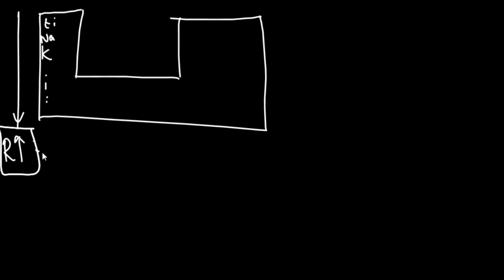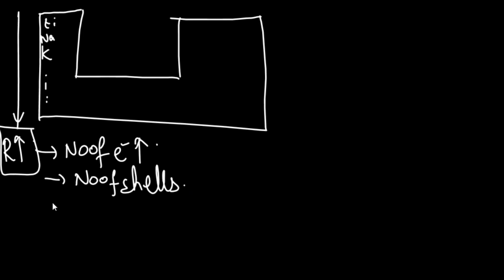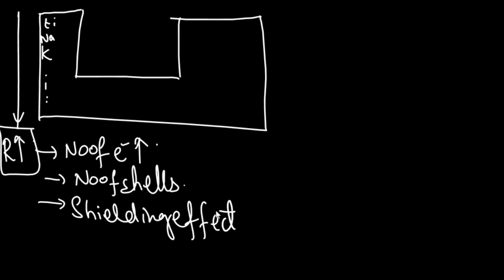Why does it increase? Because the number of electrons increases, simple as that. And if the number of electrons increases, then the number of shells increases, and if the number of shells increases, there's another thing that happens: the shielding effect increases. What do we mean by shielding effect? Let's first define shielding effect, before we move on.